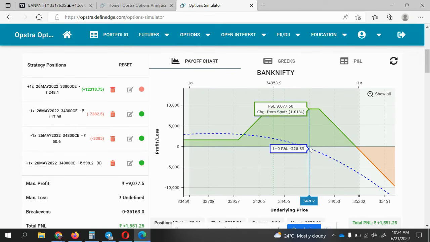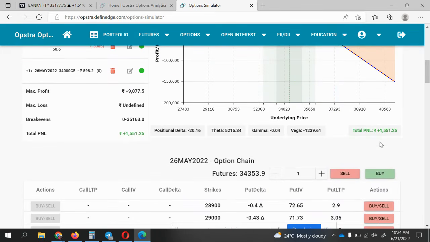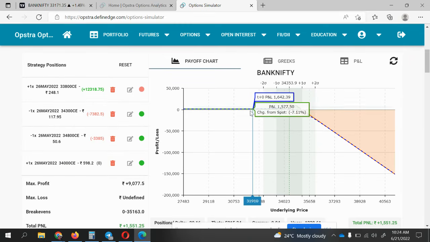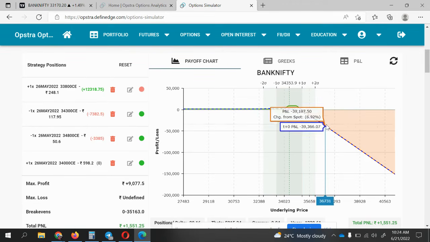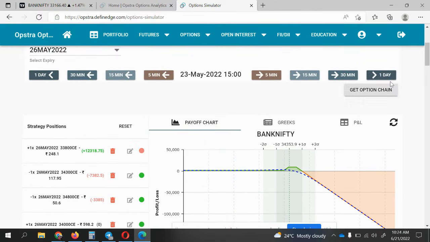The blue line plays a very important role. So I can just hold the trade for the next day. My profit is 1551 with one adjustment, by squaring off 33,800 and replacing that with 34,000 CE, we were able to mitigate the loss on the downside. Still we have unlimited loss on the call side, but we have a safety of around 1% on the upside. So we can just hold the trade. We still have the potential of 9,000.